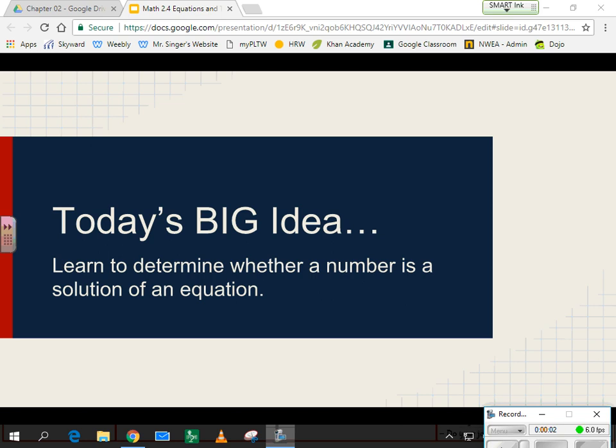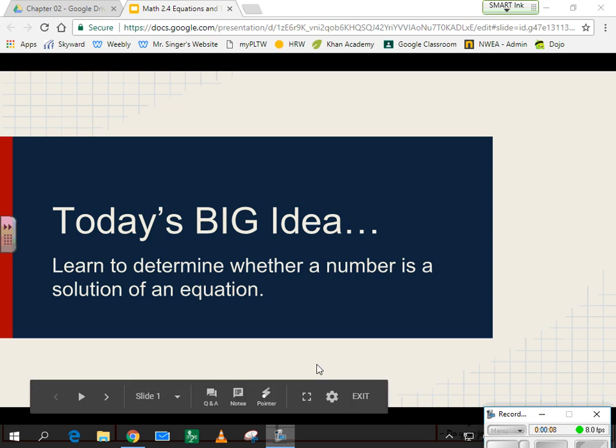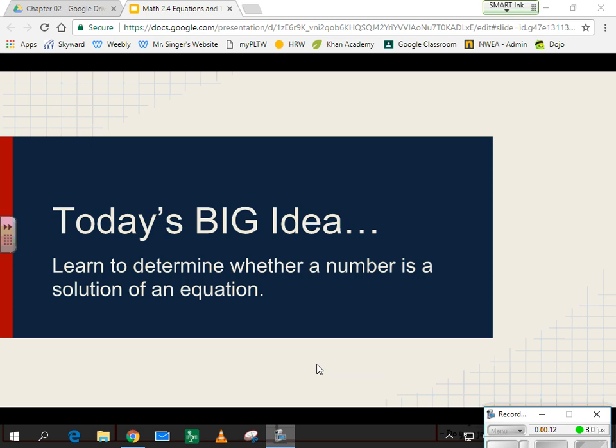Welcome to today's lesson. What we're going to try to do today is learn to determine whether a number is a solution of an equation. This is going to be fun. We're going to finally get into balancing equations and getting to add, subtract, multiply, and divide in totally different ways. Make sure you have this written down before moving on.